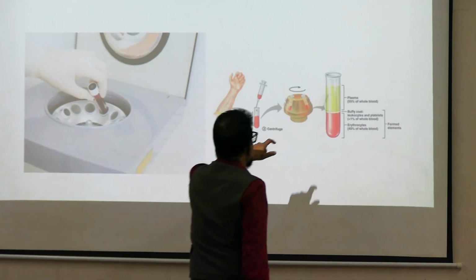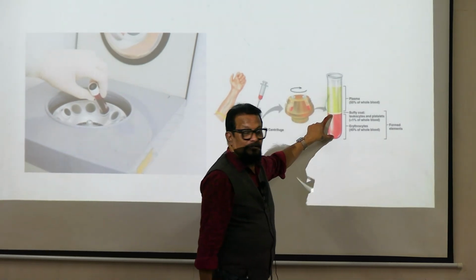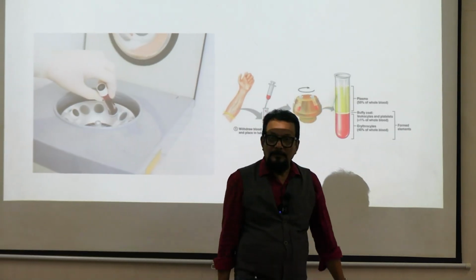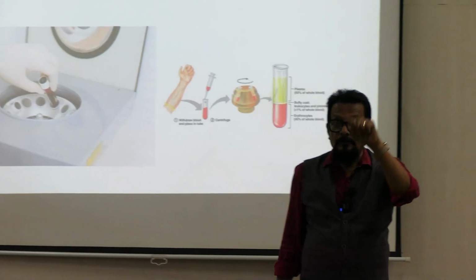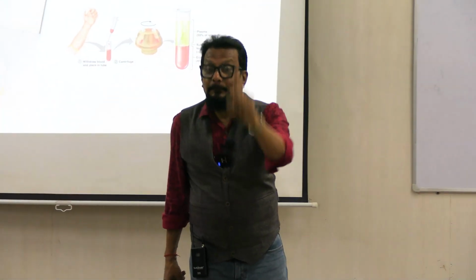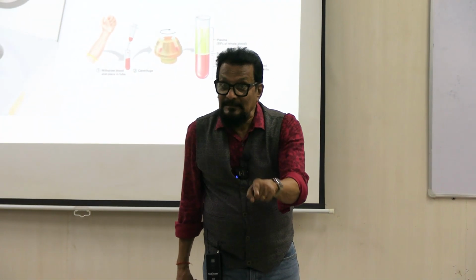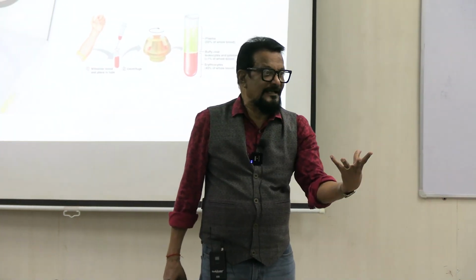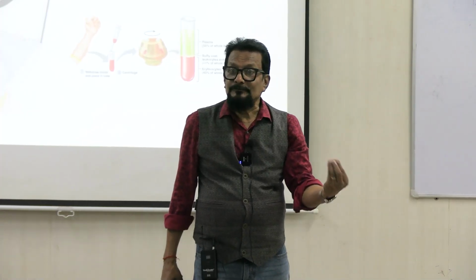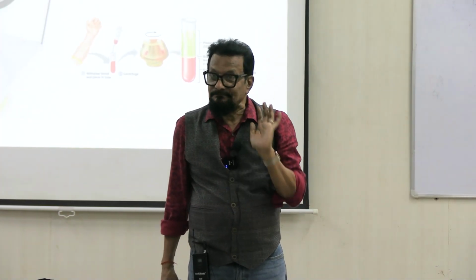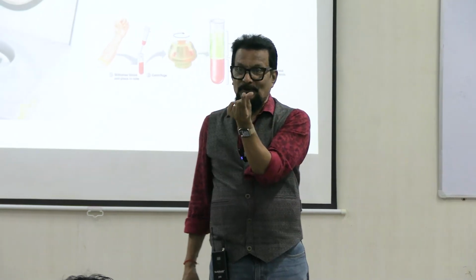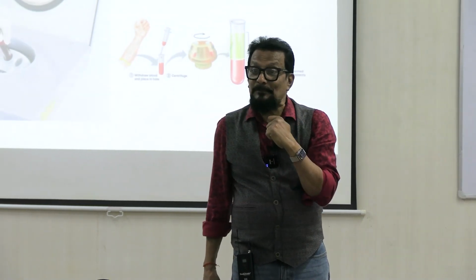This bottom layer is made up of RBCs and the upper one is plasma. In between there is a buffy coat, and this buffy coat contains WBCs, platelets, and abnormal cells. For example, if somebody is suffering from cancer, abnormal cells will be there. Some parasite that has infected the blood cells will be present here. So this layer is very important. Pathologically, these are very important.